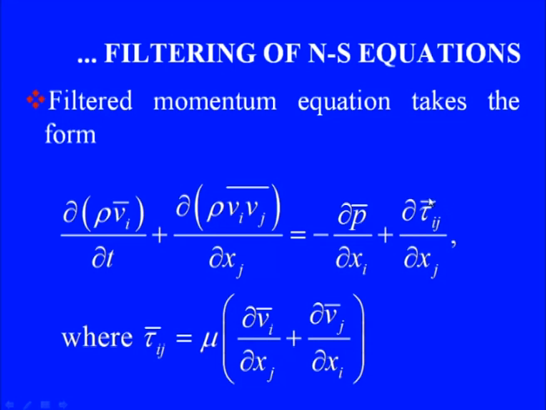plus ∂/∂xj of τij bar. Now, τ has been replaced by the filtered counterpart. So, this τij is defined as μ times (∂Vi bar/∂xj plus ∂Vj bar/∂xi). That is to say, all that we have done is, in the standard definition of τij, we have just replaced Vi and Vj by Vi bar and Vj bar, that is the filtered velocity components. So, this equation has got a form very similar to our original Navier-Stokes equation, except for this convective term, because in the convective term now we have got a cross correlation term ViVj over bar.